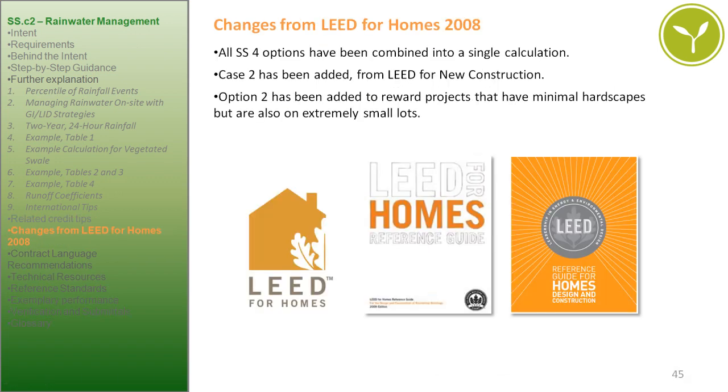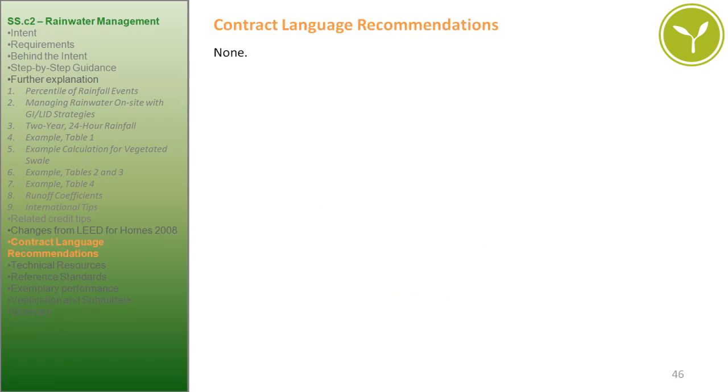Changes from LEED for Homes 2008. All SS4 options have been combined into a single calculation. Case 2 has been added from LEED for new construction. Option 2 has been added to reward projects that have minimal hardscapes but are also on extremely small lots. Contract language recommendations, none.